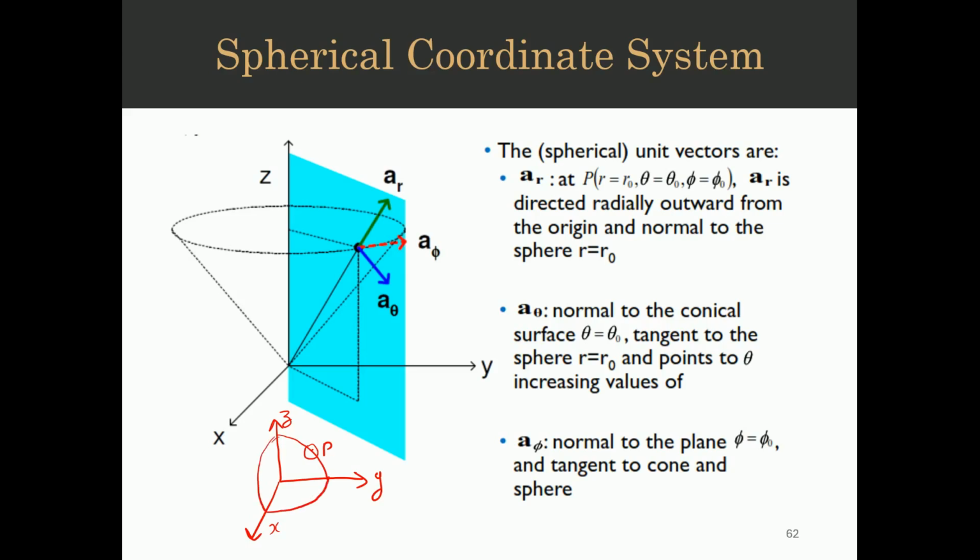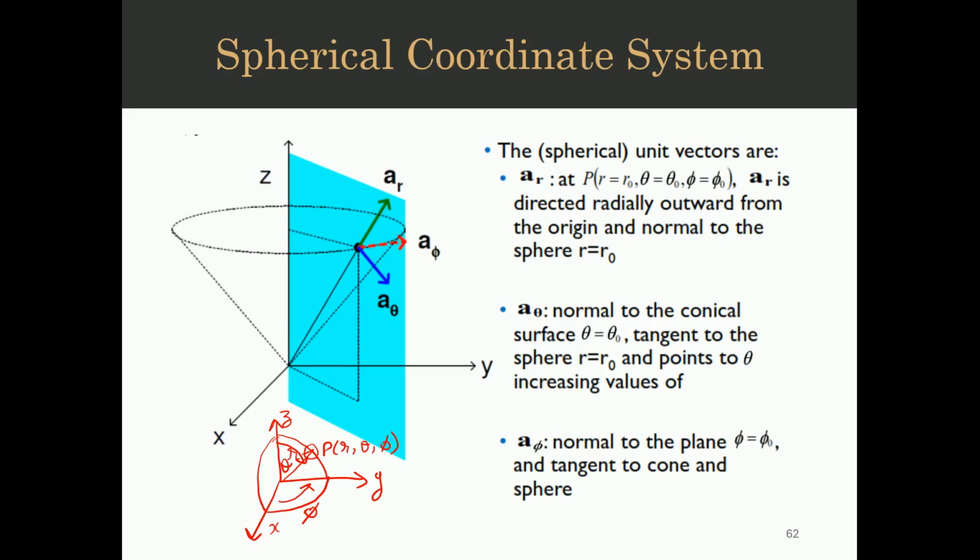So from the origin we draw a straight line. This is our radial distance. The angle which is made from z to the point is basically our theta, and when we move from x to y, this is our phi. So this is how we reach a point of r, theta and phi in the spherical coordinate system.